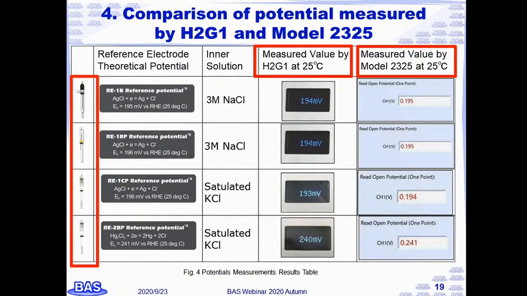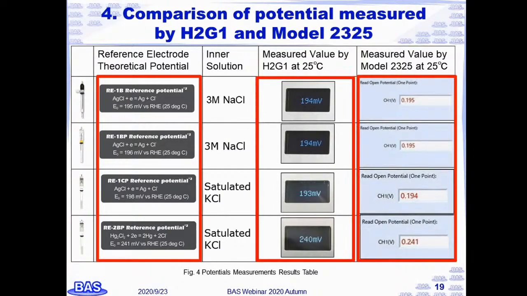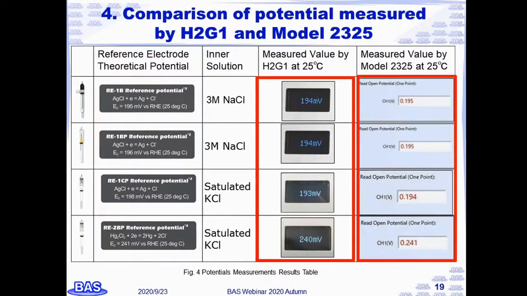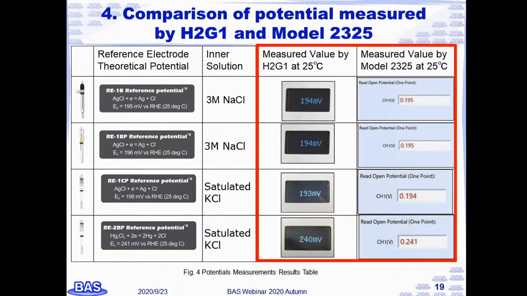Here are the measurement results. We measure the potential with the above 4 electrodes by H2G1 and the Model 2325 Potentiostat. As you can see, the theoretical potential and the measured potential are not always the same. You can calibrate the reference electrode potential by using the measured value. You can also find out how accurately the H2G1 can measure the reference electrode potential. The potentials measured by H2G1 are almost the same as those of the Model 2325 Potentiostat.